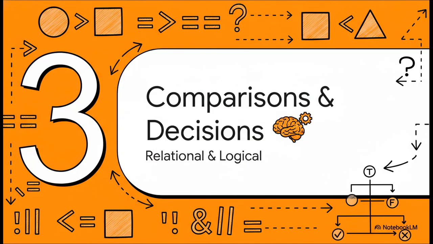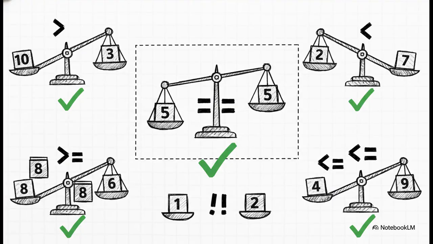Okay, now things get really interesting. This is where your program starts to feel like it has a brain. We're going to look at the operators that let your code compare things and actually make decisions. So these are your relational operators. They just ask simple questions about the relationship between two values. Is it greater than, less than, equal to?